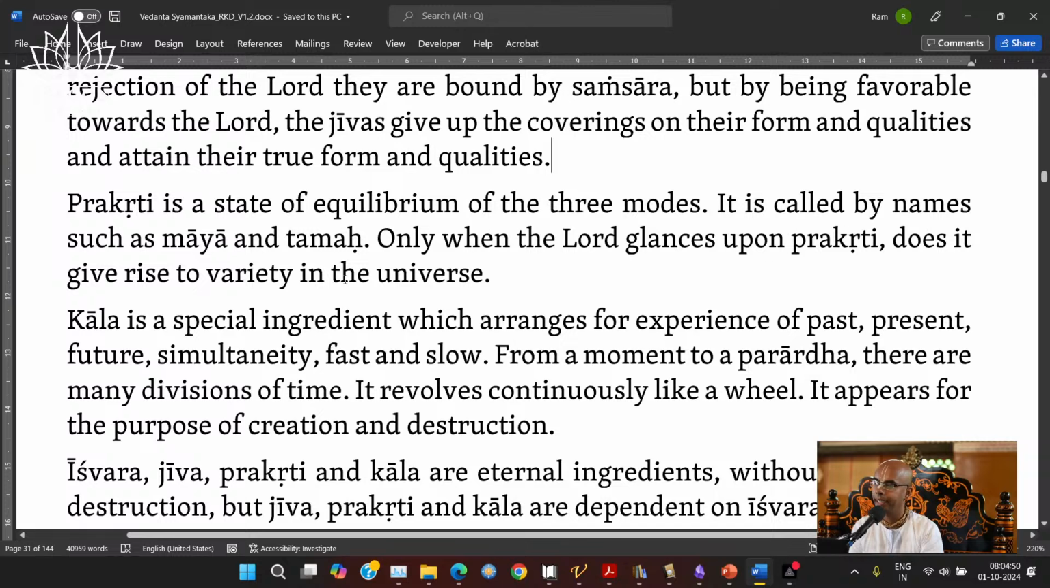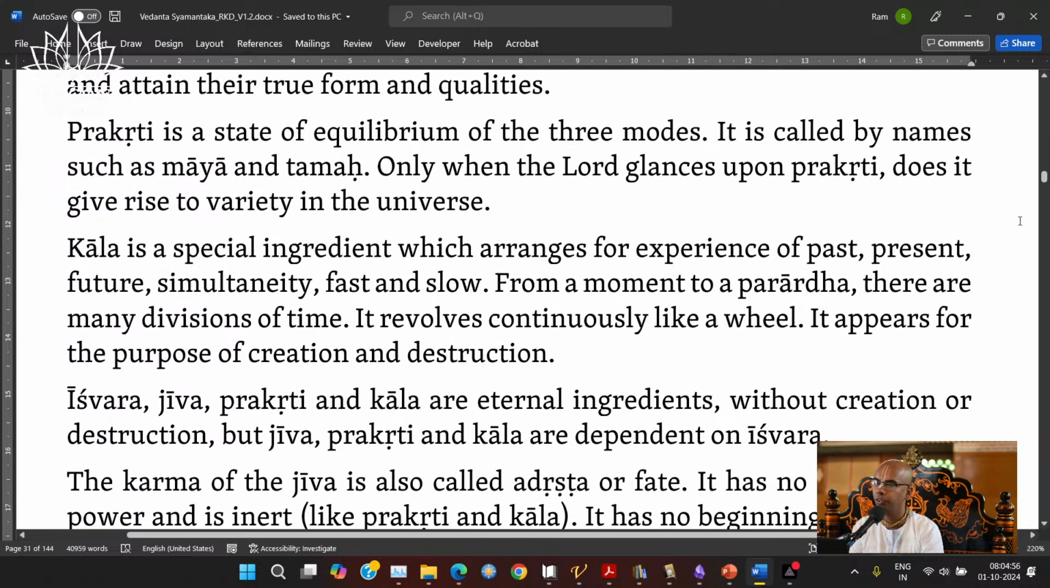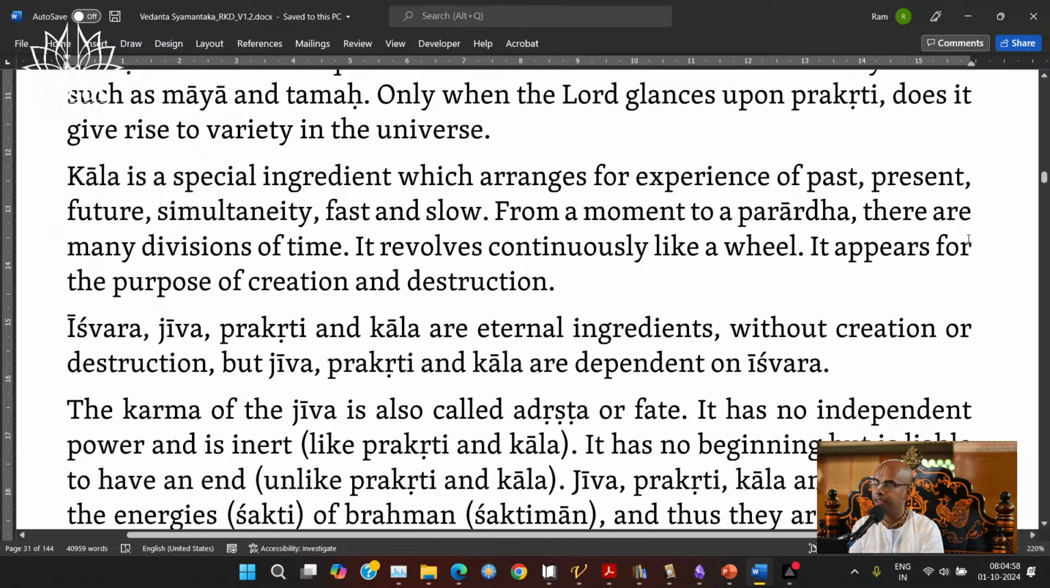Prakriti is a state of equilibrium of the 3 modes. It is called by names such as Maya and Tamaha. Only when the Lord glances upon Prakriti does it give rise to variety in the universe. Kala is a special ingredient which arranges for experience of past, present, future, simultaneity, fast and slow. From a moment to a parardha, there are many divisions of time. It revolves continuously like a wheel. It appears for the purpose of creation and destruction.